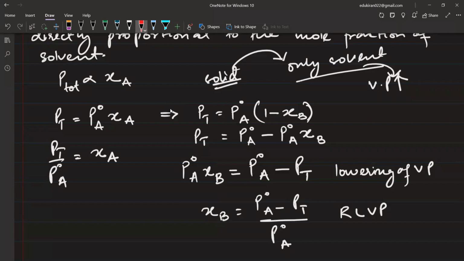There is lowering of vapor pressure. Now, if you divide it by the original vapor pressure, that is P naught A, it will become relative lowering of vapor pressure. It tells how much it has lowered relatively. If it is only P naught minus P total, that is lowering. When you divide it by the initial vapor pressure P naught A, it becomes relative. So this is the equation for relative lowering of vapor pressure.